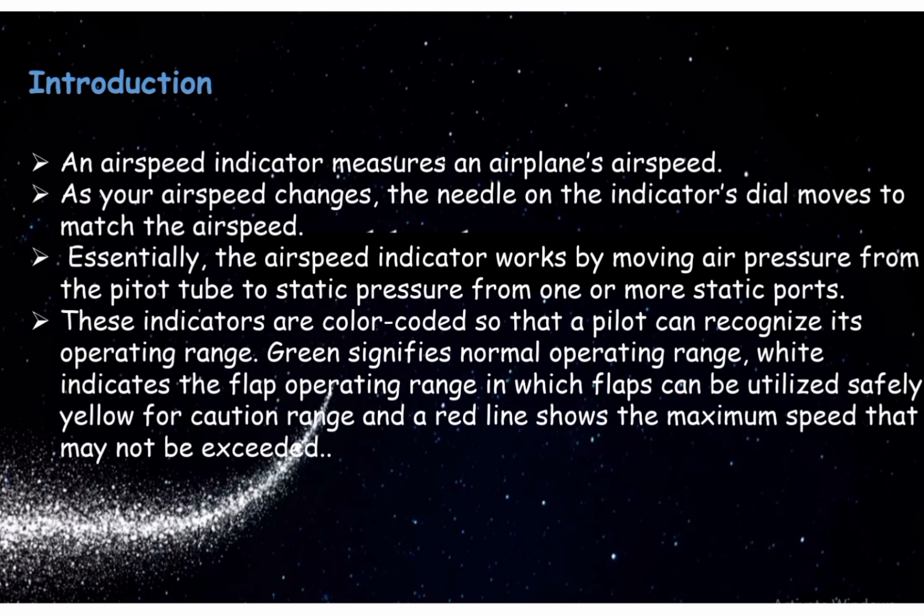These indicators are color coded. This indicator works on the mechanism of pressure, a variation of pressure. It uses two types, pitot and static. One is the pitot tube and another one is the static tube. We will see that in the upcoming slides.